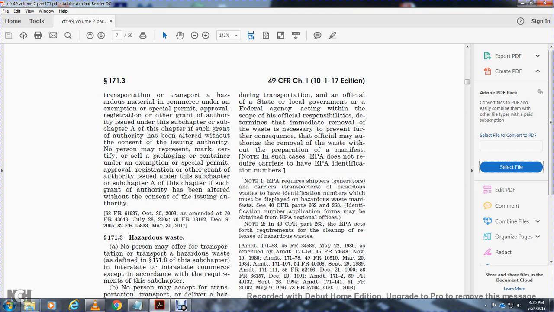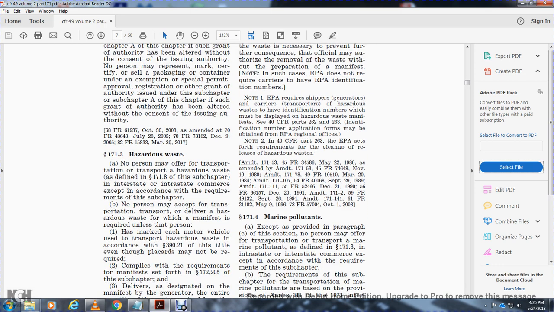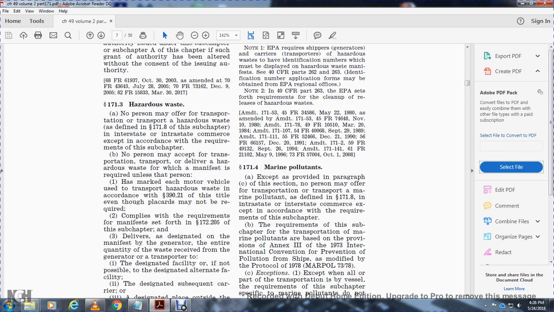All right, 171.3, hazardous waste. No person may accept for transportation or transport hazardous waste, as defined in 171.8, in interstate commerce and in accordance with the requirements of the subchapter, or accept or deliver hazardous waste for which a manifest is required, unless the person has marked each motor vehicle with the transportation of hazardous waste in accordance with the statute 309.21. Placards may not be required to comply with the requirements of manifest set forth in 172.205 of the subchapter.